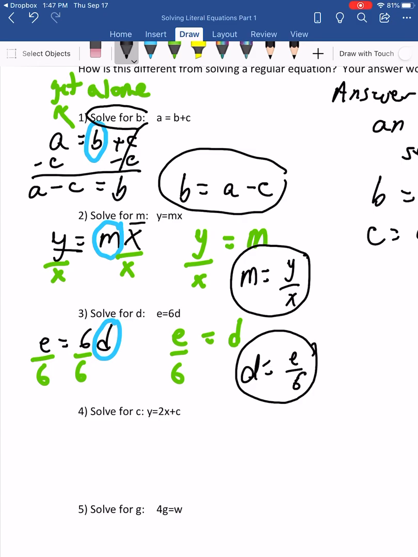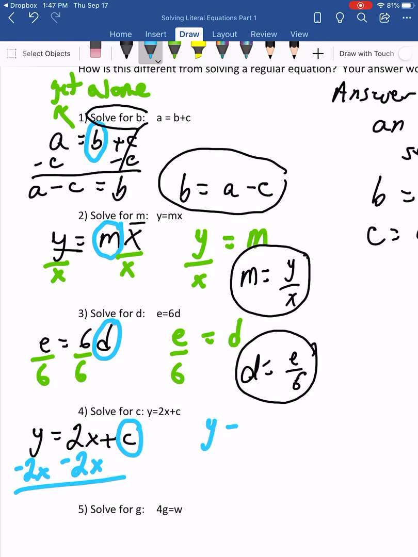Okay, number 4, y equals 2x plus c, and we're solving this for c. So in order to get that c alone, we need to get rid of 2x. The 2x is adding to c, so we're going to get rid of it by subtracting 2x. Okay. y and 2x are not like terms, so we're just going to write it as y minus 2x equals c, and flip it around.